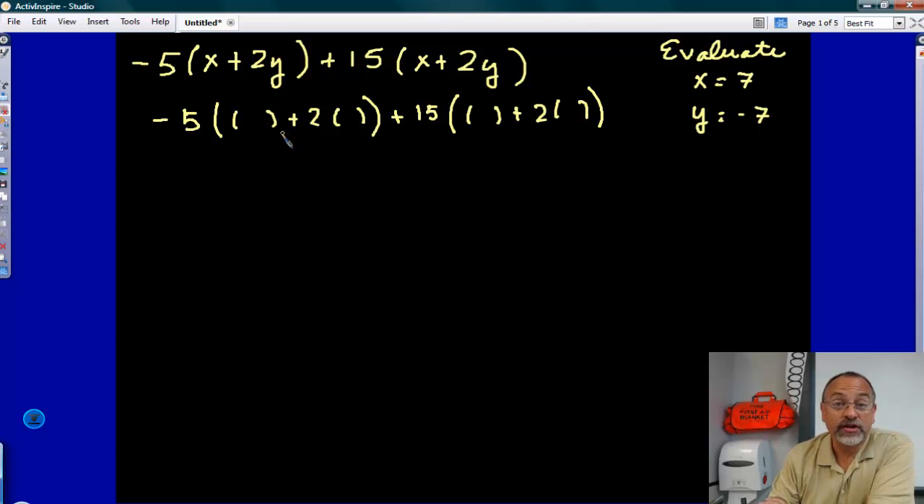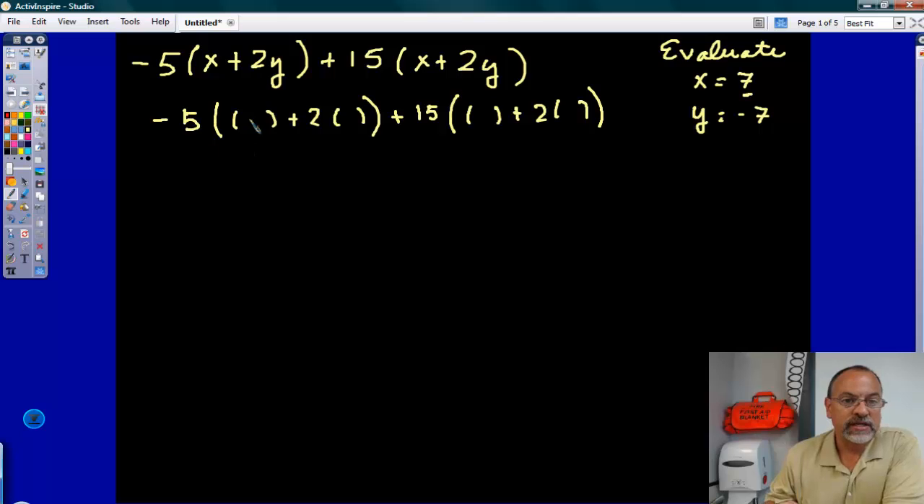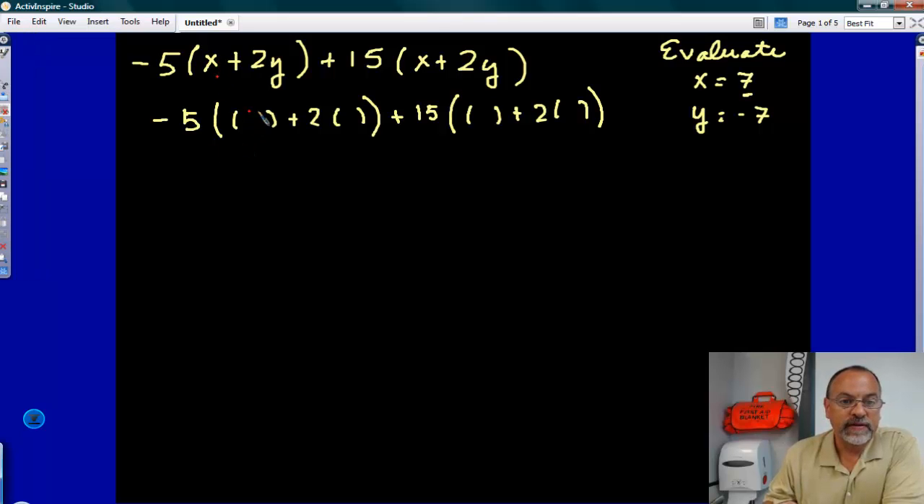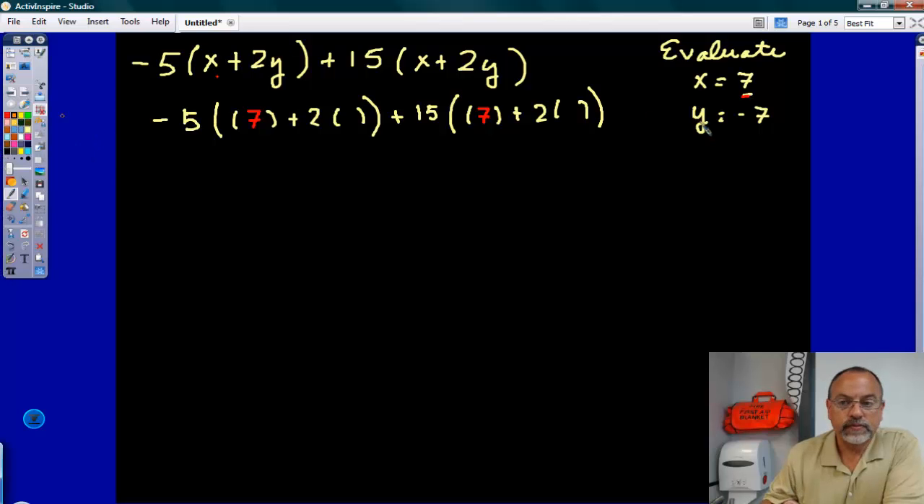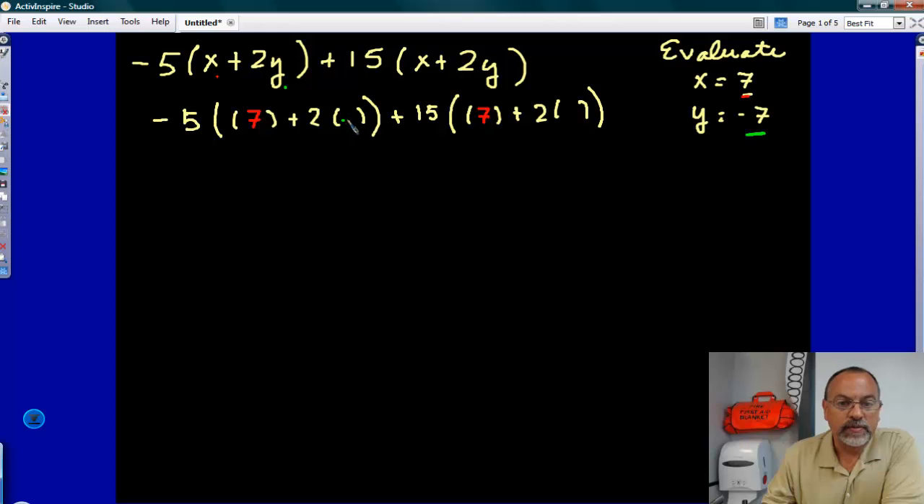Now I'm going to go back and into each parentheses, substitute in the value that they gave me for that particular letter. So here, x, they tell me over here, is going to be a 7. So for every x, I'm going to put in 7. For this x right here, goes a 7. For this x over here, goes a 7. And then y, as we notice over here, let's use a different color. Y is going to be -7. So for this y here, I'm going to put in -7, and for this y here, I'm going to put in -7. So by doing this, we rewrote the expression, and now we've substituted in.